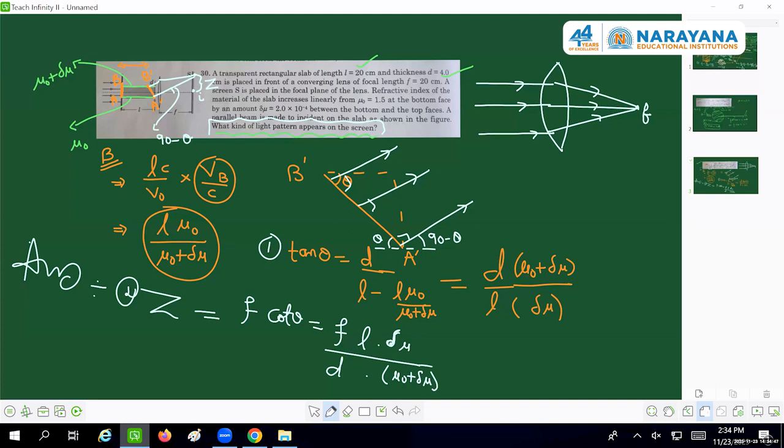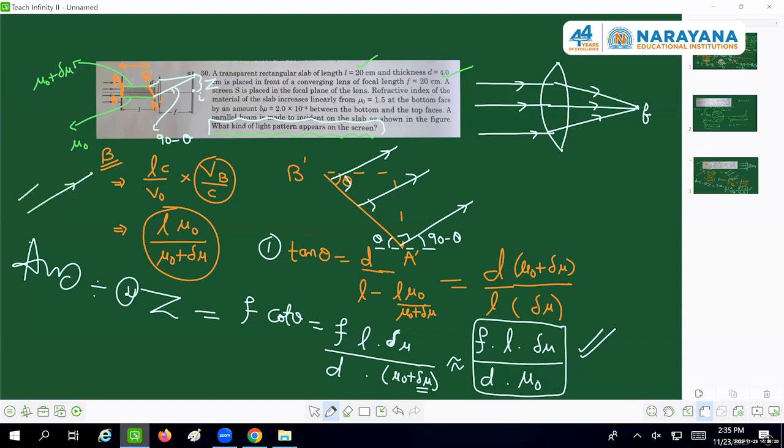Remember, this can be further approximately written as F L delta mu and then D into mu naught. Because if you look into the values, delta mu there was very, very small in comparison to mu naught. So F L delta mu upon D into mu naught, that is the distance where it will finally converge. If you want, you can draw your rays appropriately.